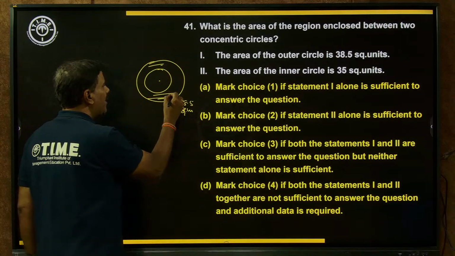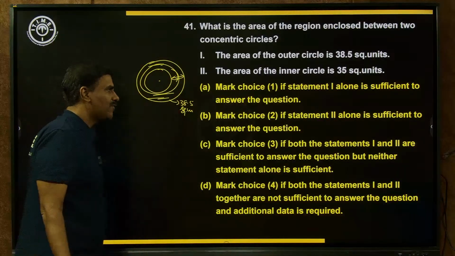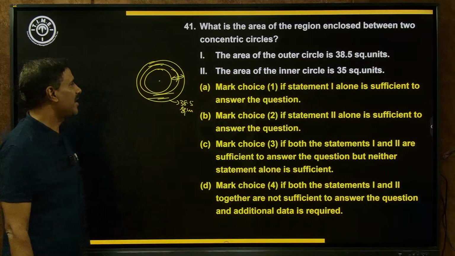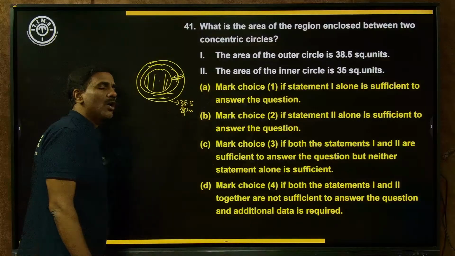But that is not sufficient to get the area between these two circles. How much is this area is the question. So first statement not sufficient. Second statement, the area of the inner circle is 35 square units. This portion he has mentioned as 35, but that is also not sufficient, we can say.